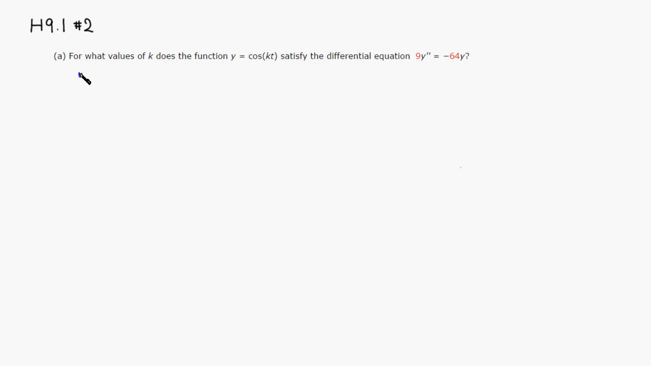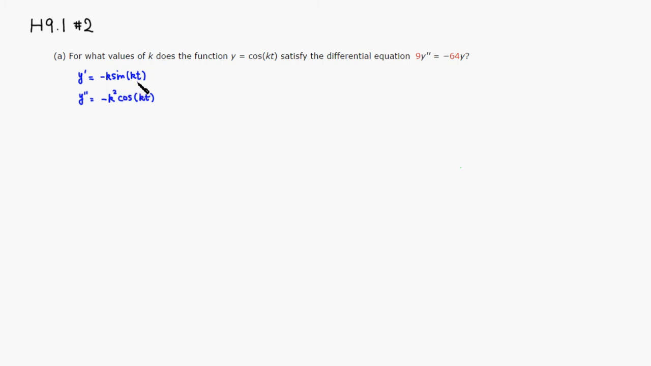First thing I need to do is find the second derivative. So y prime is equal to, the derivative of cosine is negative sine, so you have negative sine of kt, but because of the chain rule, you have to multiply by k. So you have negative k sine of kt. Then we take another derivative, y double prime is equal to negative k is already there, but the derivative of sine is cosine of kt, and times k, so we put a square there.